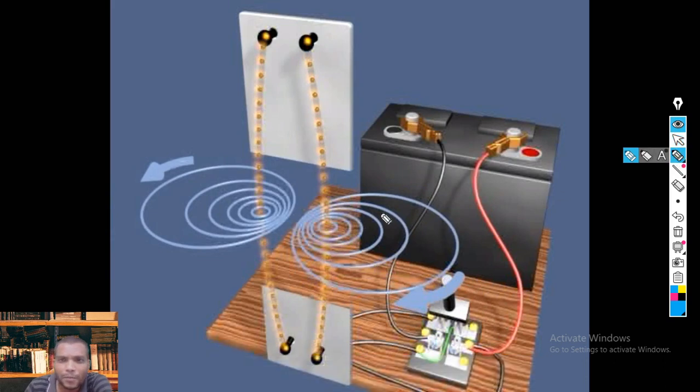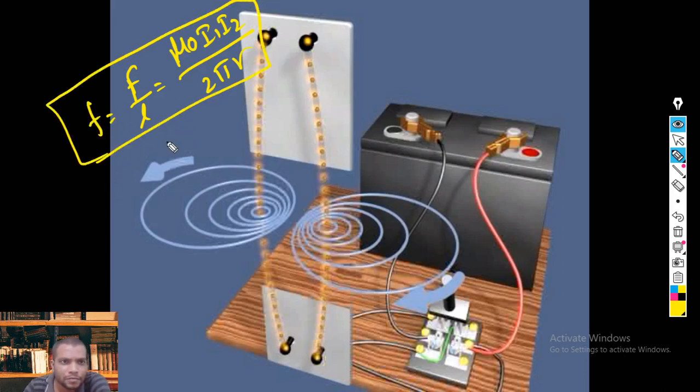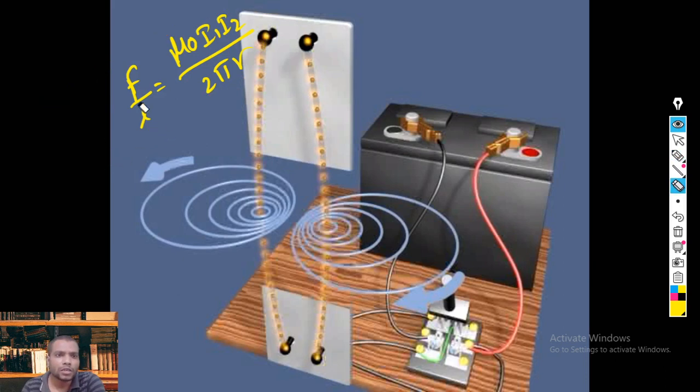But the expression for the magnitude of the force we can write the same: force per unit length, F upon L, equals mu naught I1 I2 upon 2 pi r. So this is known as force per unit length. This is all I would like to discuss today on the concept of force between two parallel current carrying conducting wires.